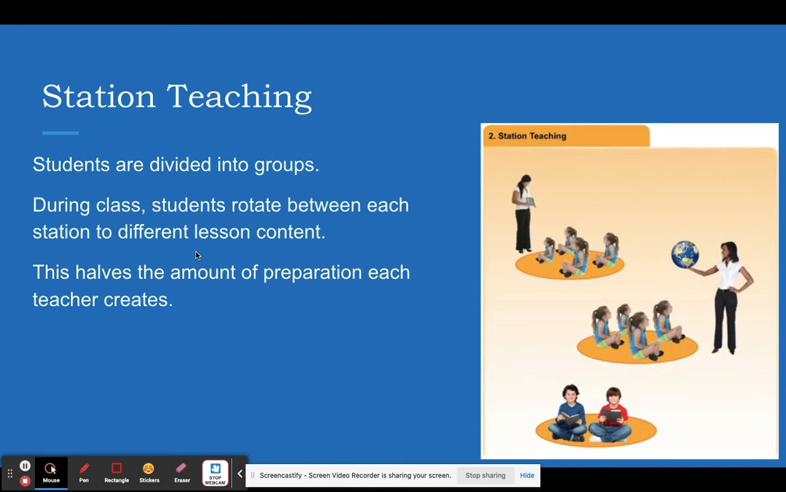So station teaching, you could have 3 stations in the room. There's some flipped learning going on, there's some direct teaching going on, and there's some problem solving, and the students are rotating around there. So station teaching.